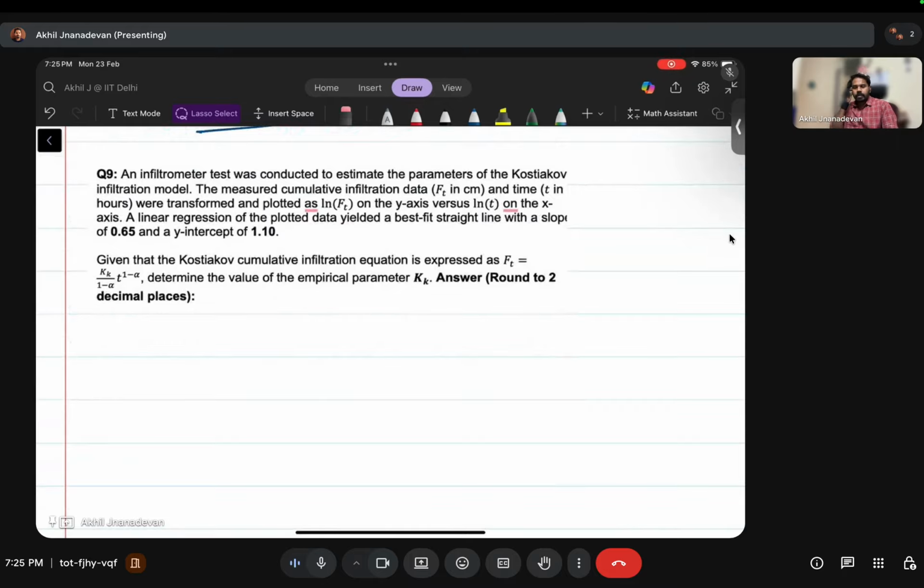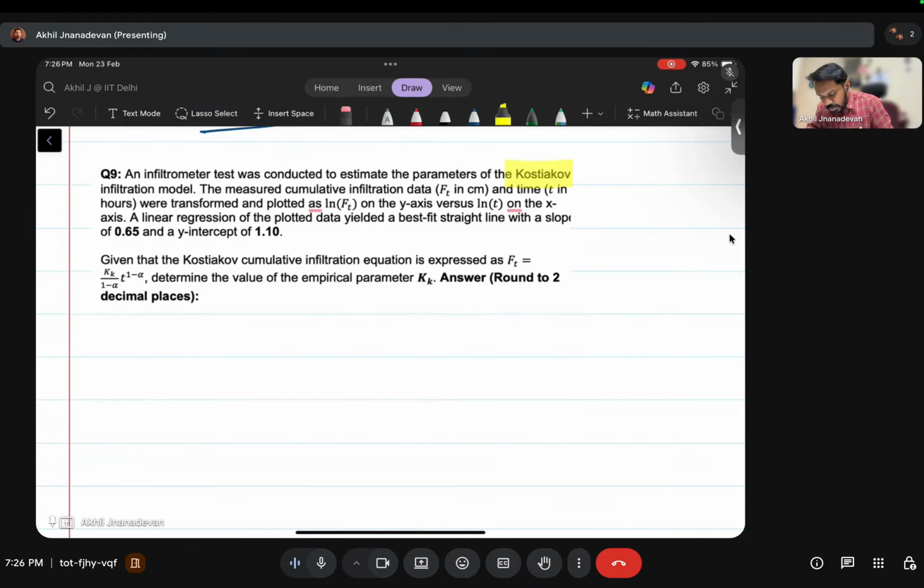The question is, an infiltrometer test was conducted to estimate the parameters of the Kostyakov infiltration model. We have not discussed this particular empirical equation. In addition to Horton's equation, we were also introduced to the Kostyakov infiltration model. It's not an analytical or theoretical equation, it is an empirical equation, right? The measured cumulative infiltration data.